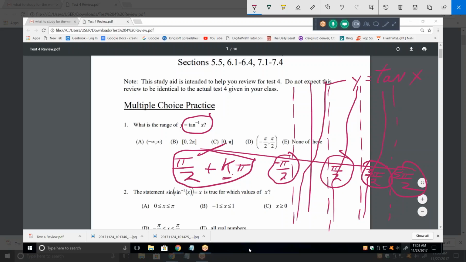Now they're asking for the range of inverse tan x. Well, that's the same as the domain of tan x. And we can see that that does not fit any of the answers. Therefore, E has to be the answer.